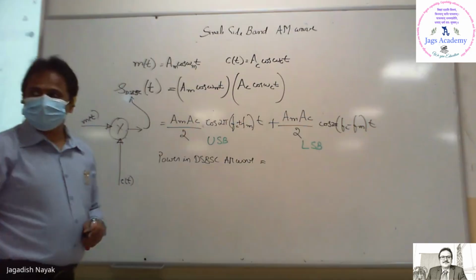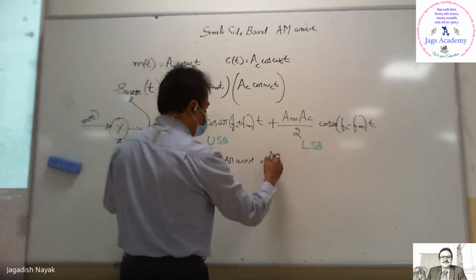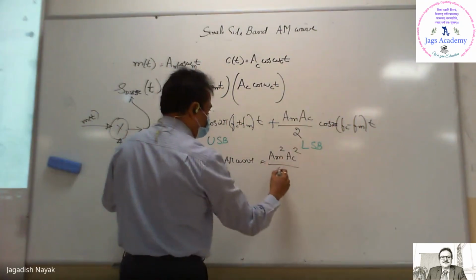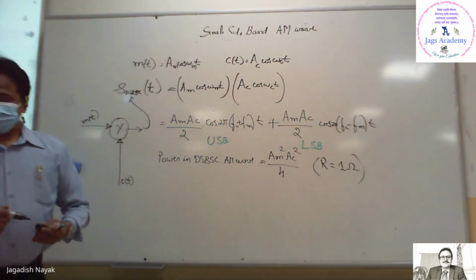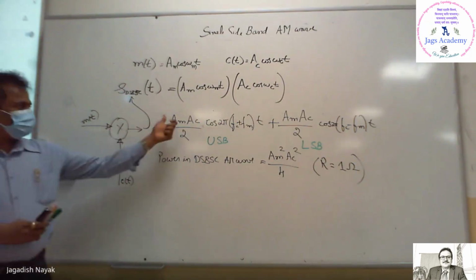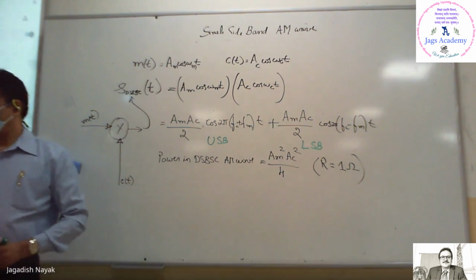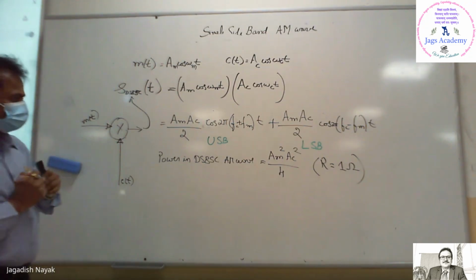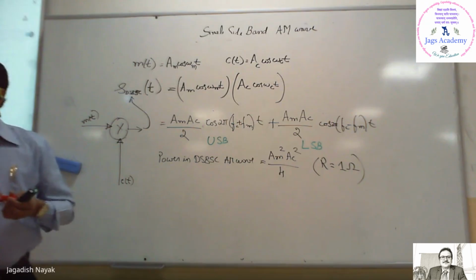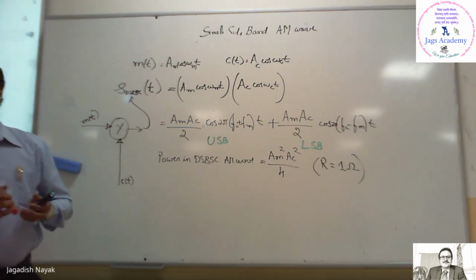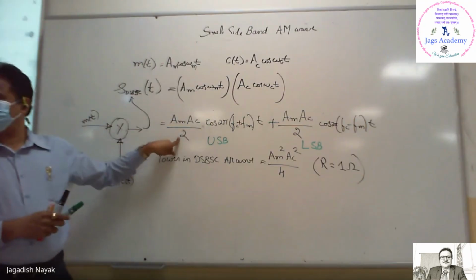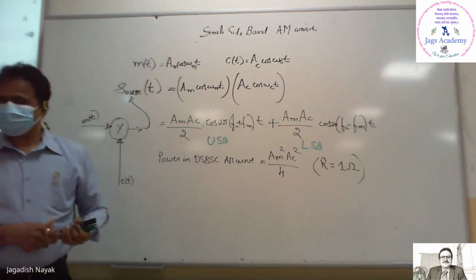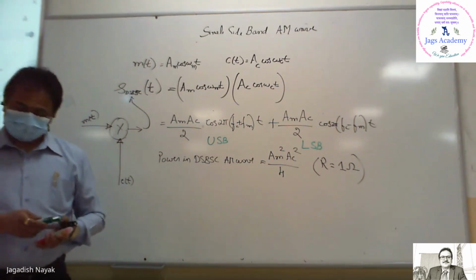Can you tell what is the power now? Am square Ac square divided by 4, by considering R equal to 1 ohm, which is Am Ac by root 2 whole square by R. Now, what is the transmission efficiency for DSBSC waves? This 2 is there, so it becomes 4. Now, what is transmission efficiency? Tell me, do you remember?